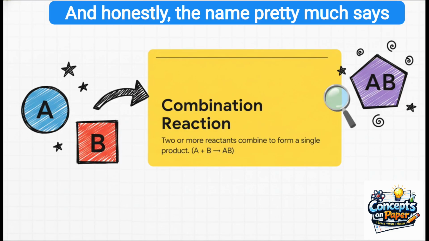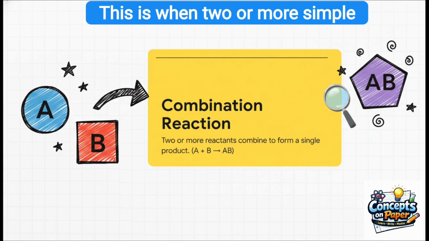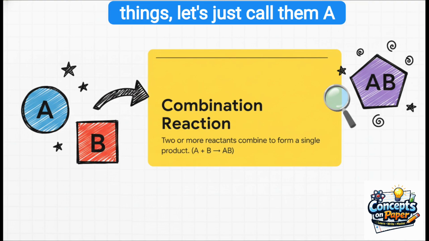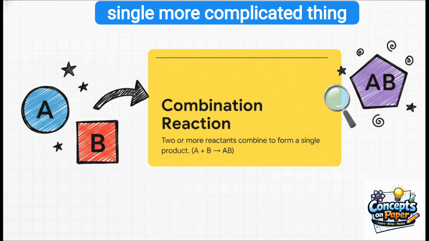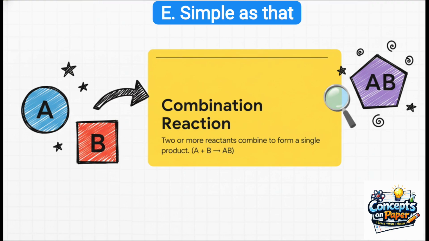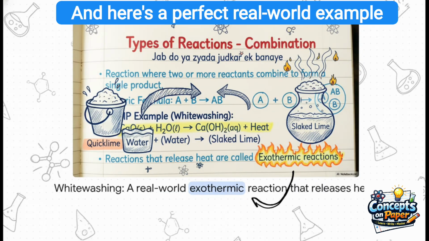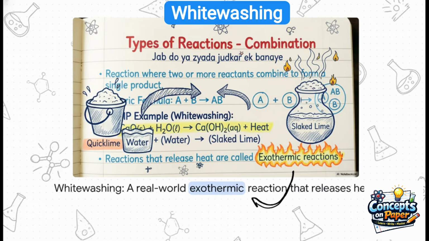And honestly, the name pretty much says it all. This is when 2 or more simple things, let's just call them A and B, get together and combine to form one single more complicated thing, AB. Simple as that. And here's a perfect real-world example. Whitewashing.